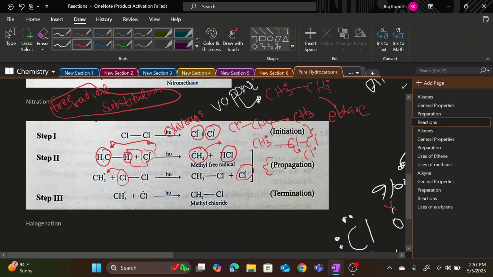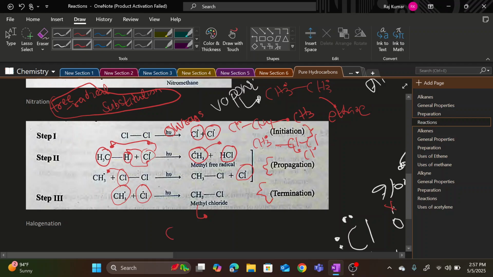So what actually happens in termination stages, when two free radicals react with each other, they basically complete the entire process of halogenation. For example, let's say this is a methyl free radical, and this is a chlorine free radical. Both of these are free radicals. When they combine, both of them become stable, and they terminate this process, they end this process.